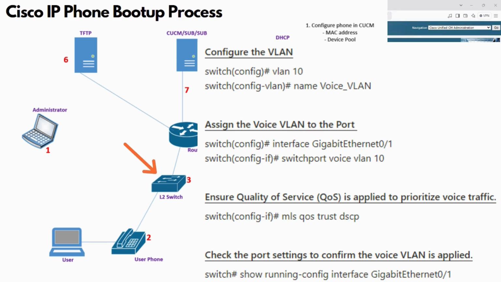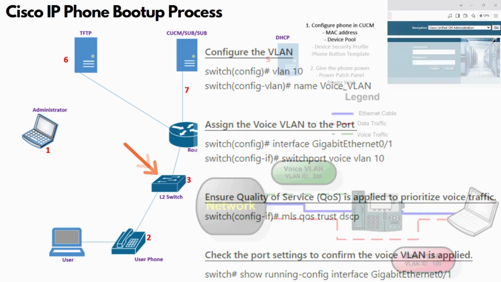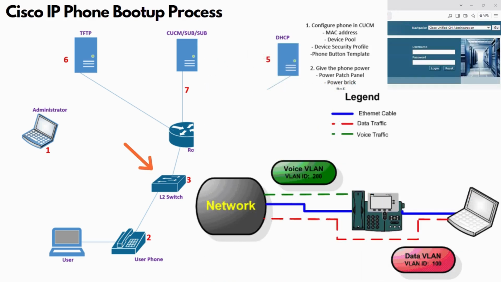Some key notes to take into account is CDP or LLDP, which are both discovery protocols. You should enable them to help the switch identify the device as an IP phone and apply the correct voice VLAN automatically. So by setting up a voice VLAN, you ensure that the IP phone can obtain an IP address from DHCP and that voice communication is prioritized and reliable.